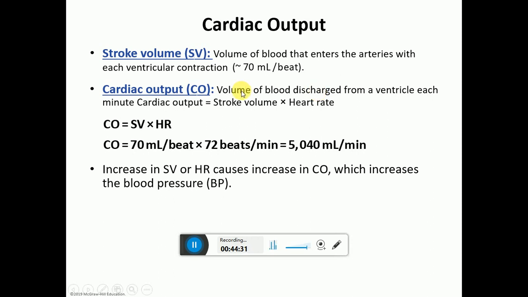So what you would want to do is multiply the stroke volume, which is how much blood comes out of each stroke of the ventricle, times the heart rate. Okay, that will give you how much blood was pumped out of the heart per minute. You don't really have to know these numbers because they can change, but you definitely have to know that equation. It's extremely important. So any increase in stroke volume or heart rate or cardiac output can lead to an increase in blood pressure.